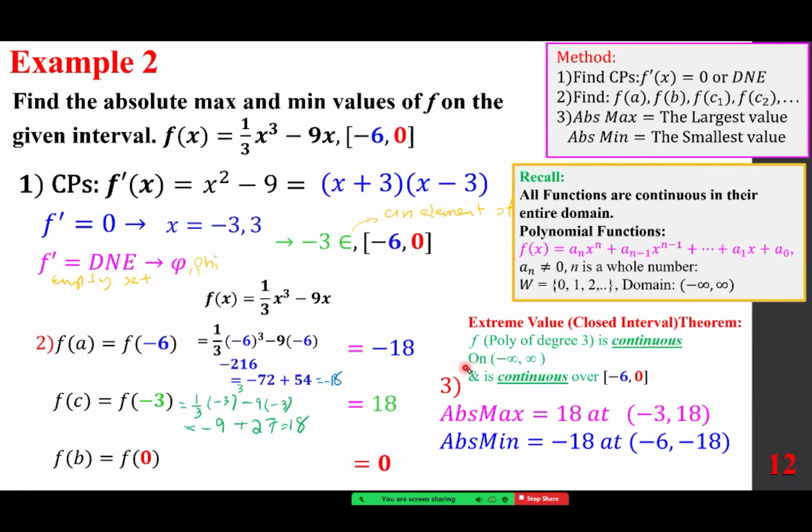Again, as far as your assignments and your exam are concerned, you do the writing the way they ask you. They may just ask you for the absolute max or absolute min or the pair. Just pay attention to the way they ask you and answer accordingly.